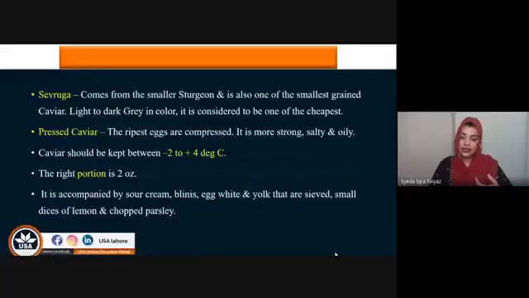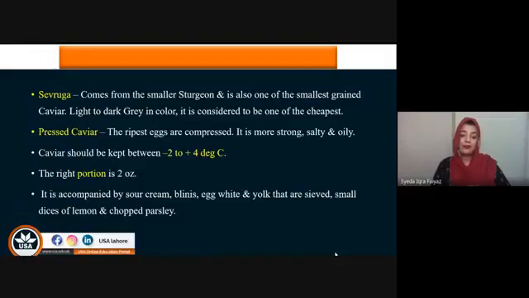The cheapest that you'll get is basically from the Savruga, which is the smallest sturgeon. And the caviar that you get is going to be either light to dark green color, and it's not going to be as oily. Then another kind is the pressed caviar, which is made of the ripest eggs compressed. It is more strong, salty, and oily. So the pressed caviar that you get is made of the ripest of the eggs. In taste, it is going to be oily, salty, and very strong in flavor.